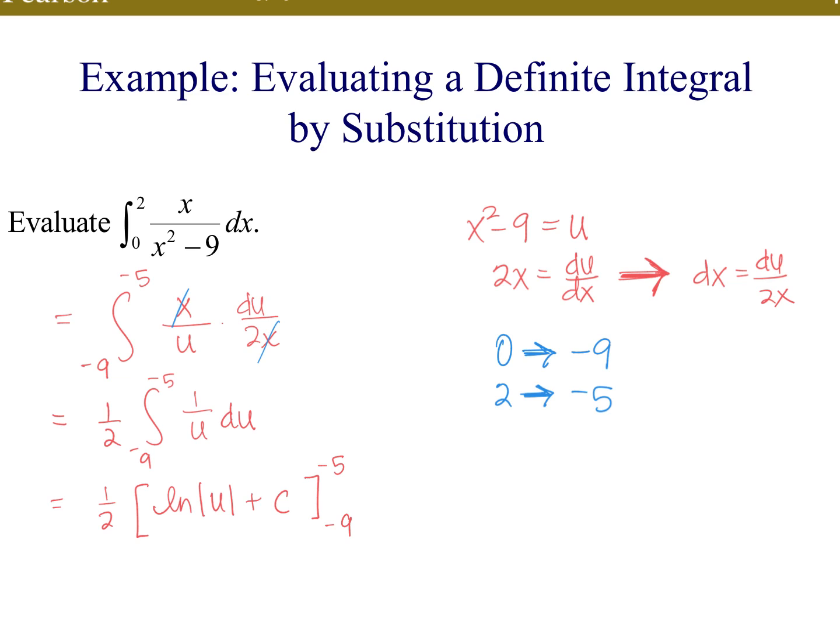Now the absolute values end up being important because when I'm putting in -5, it's going to convert that to a +5. So I'll have half of the natural log of 5, positive, minus the natural log of 9.